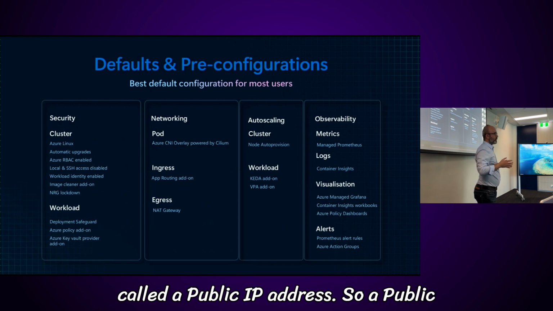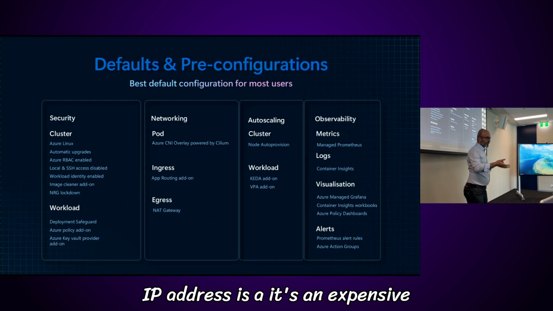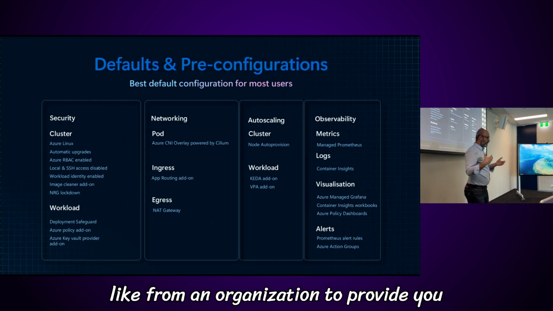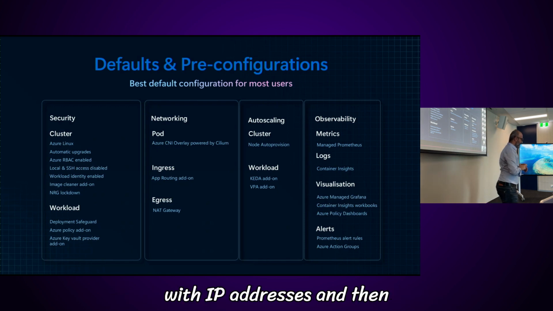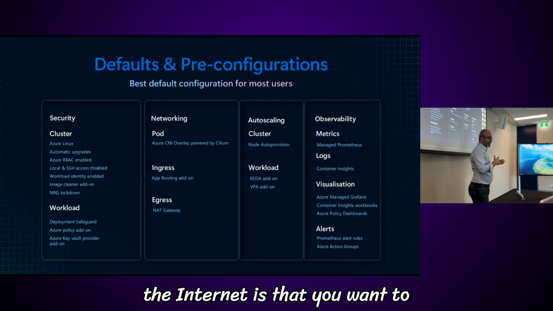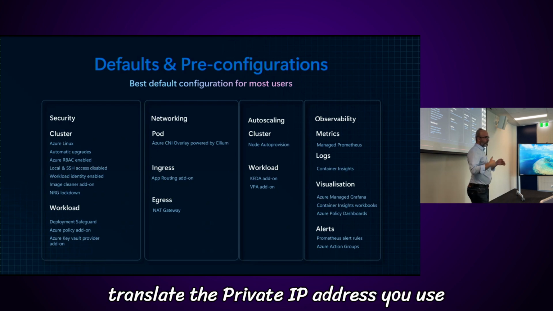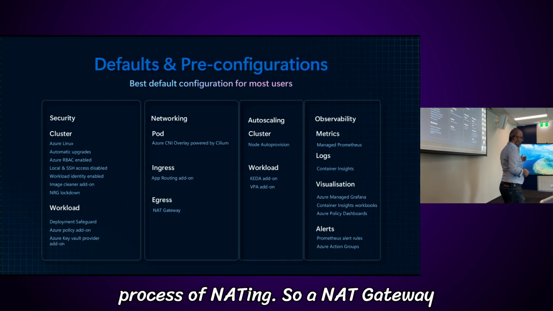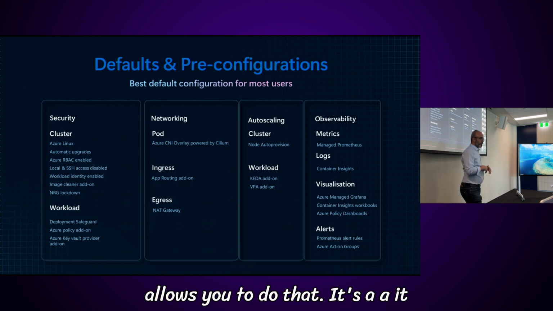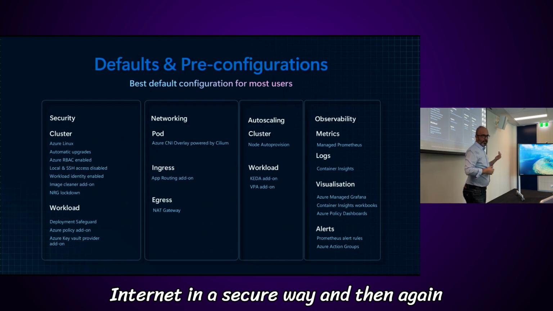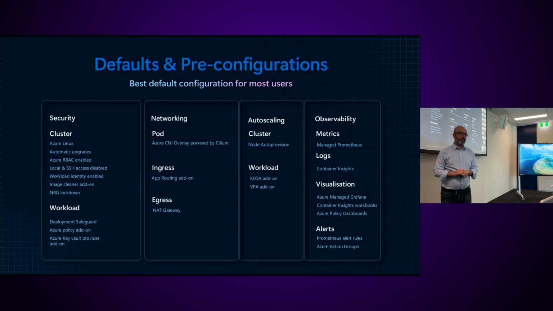You would need to use what is called a public IP address. A public IP address is an expensive resource. You have to buy it from an organization that provides you with IP addresses, and then, if you want to access the internet, you want to translate the private IP address you use into a public IP, which is called the process of NATing. So a NAT gateway allows you to do that. It automatically allows you to access the internet in a secure way. And then again, that comes within the AKS Automatic.